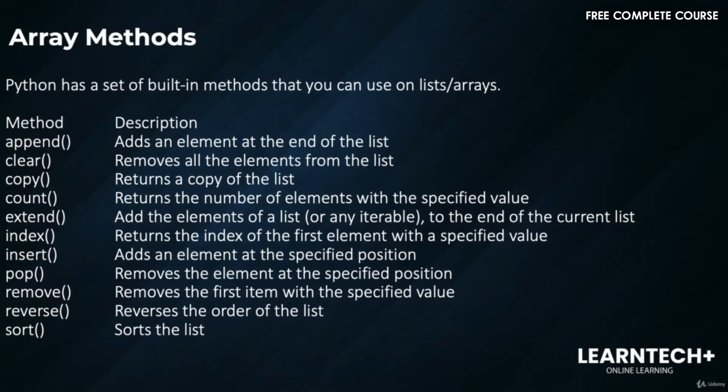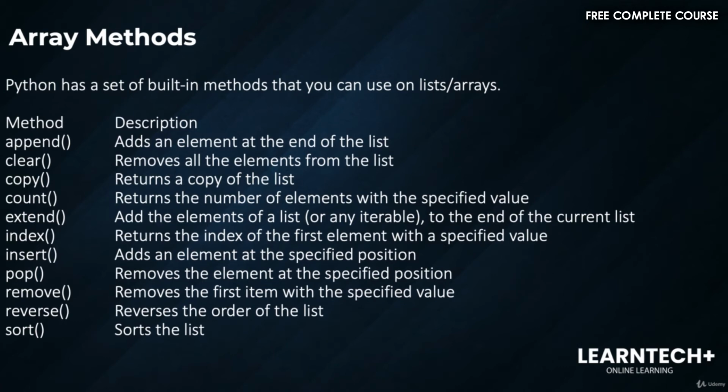Now let's talk about array methods. Python has a set of built-in methods that you can use on lists or arrays. You have the following methods that we can use. append, which adds an element at the end of a list; clear, which removes all elements from the list; copy, which returns a copy of the list; count, which returns the number of elements with the specified value; extend, which adds the elements of a list to the end of the current list; index, which returns the index of the first element with a specified value; insert, which adds an element at the specified position; pop, which removes the element at the specified position; and remove, which removes the first item with the specified value.